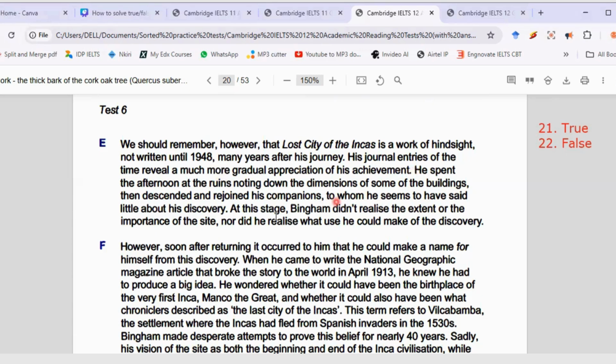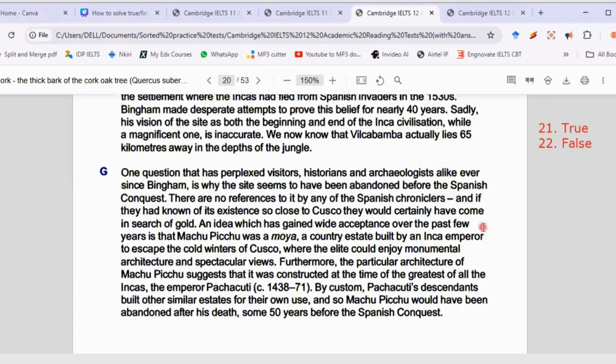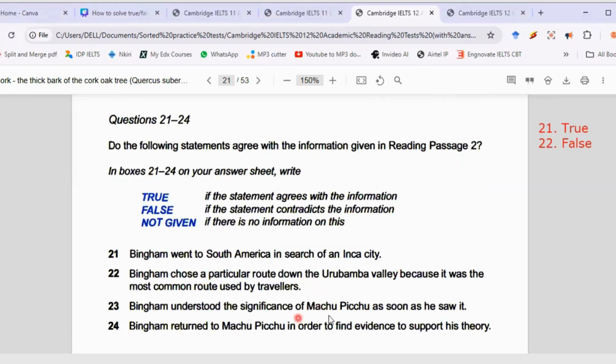Do you understand? Look at this next part. At this stage, can you see that? Bingham didn't realize the extent or the importance of the site, nor did he realize what use he could make of his discovery. Can you see that? He did not understand the significance immediately. No, he did not. So our answer to number 23 is going to be false.